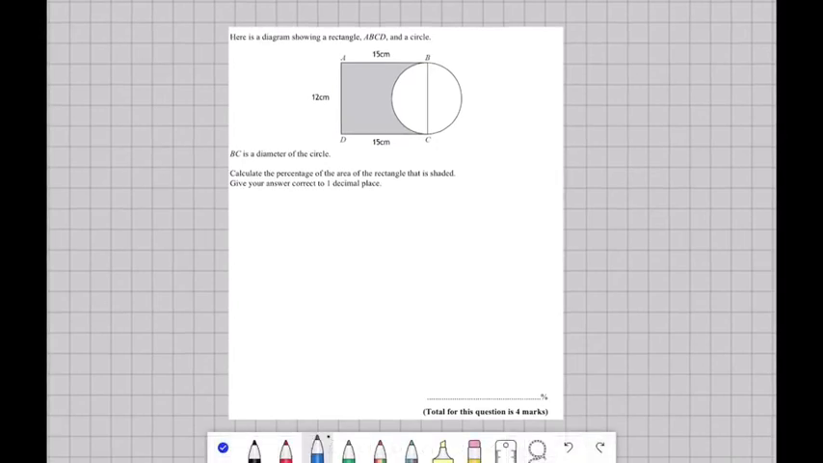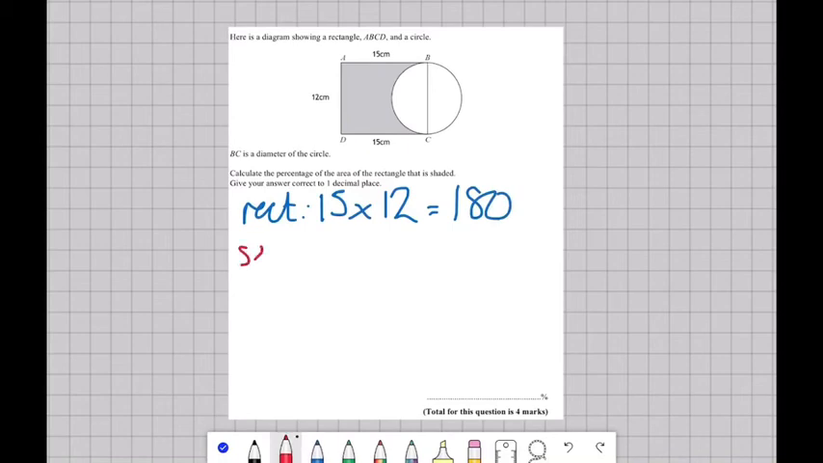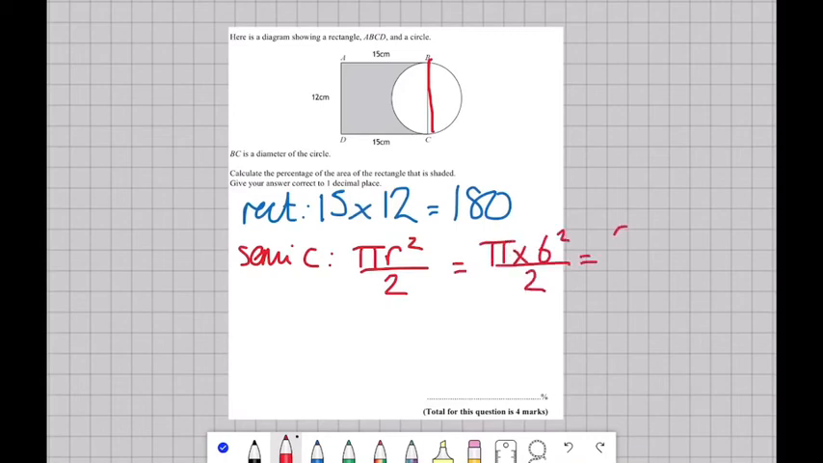Okay, so let's go through the answer to this one. So same kind of thing to start off with. The area of the rectangle would be base times height, so 15 times 12, which gets me 180. I then want the area of the semicircle, which would be pi r squared, we said divided by 2, because I only want half the circle. Now in this case, if that's 12, the radius is 6, so I've got pi times 6 squared divided by 2, which is 36 pi divided by 2, which gets me 18 pi.